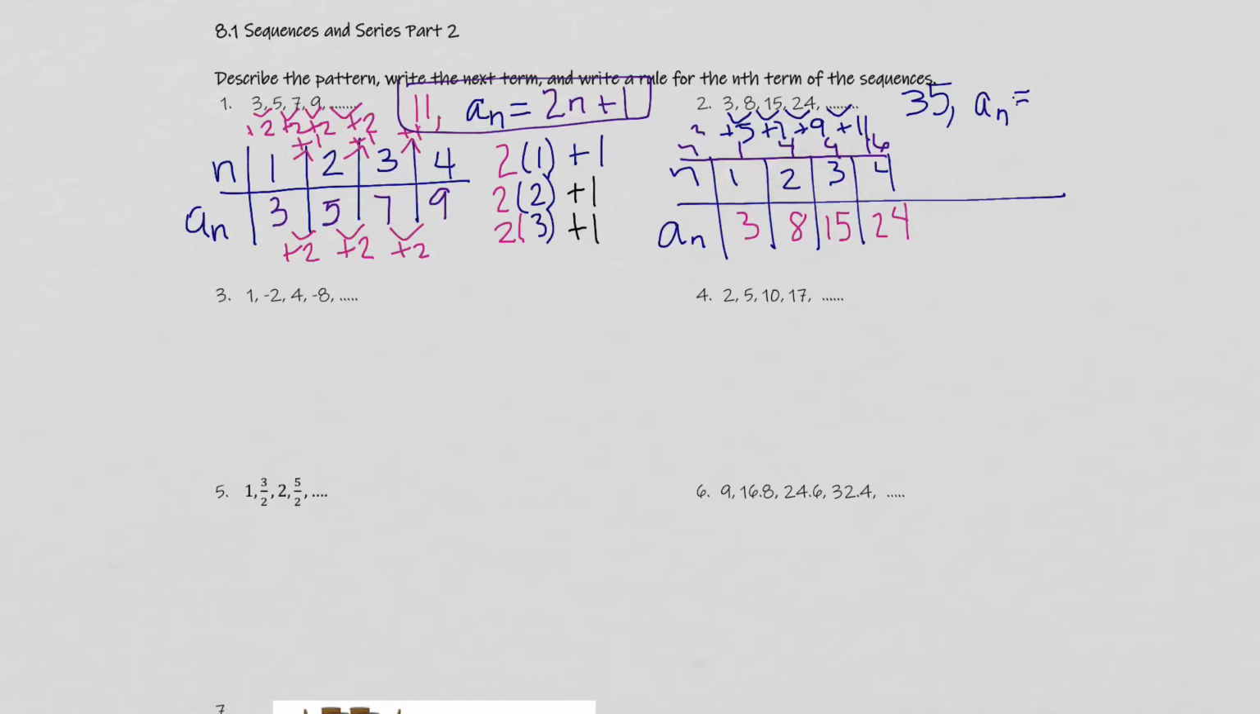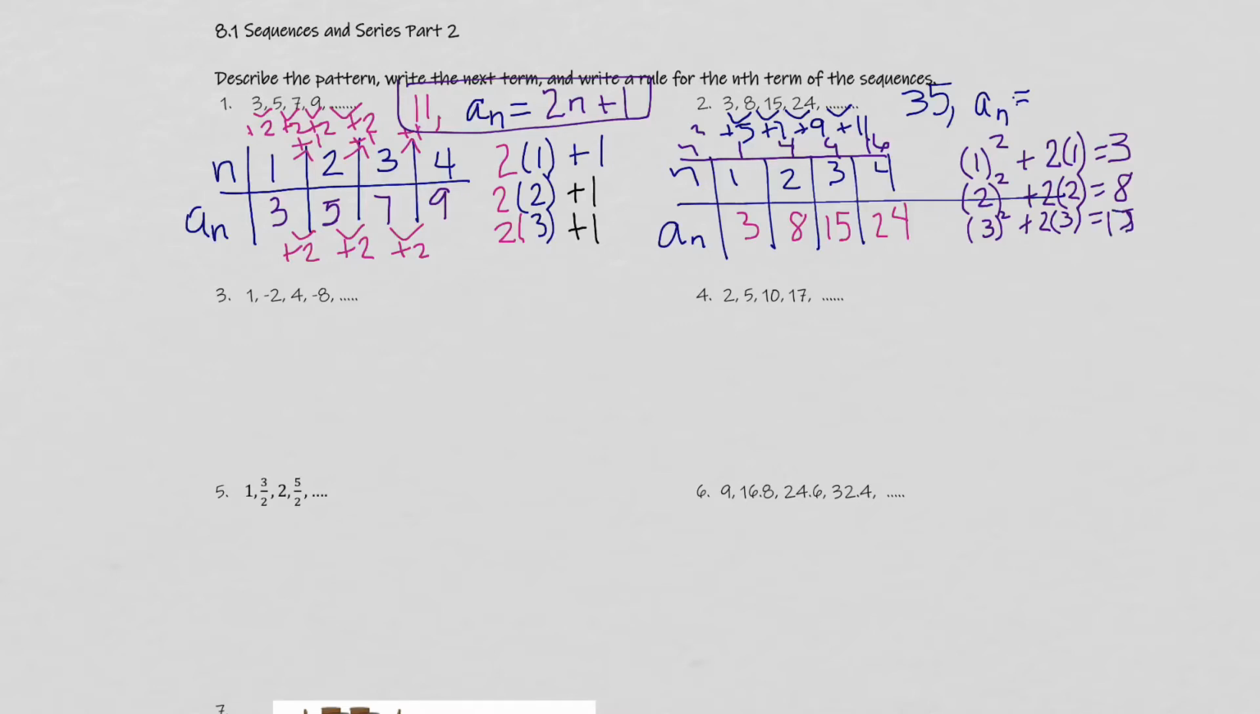So would that work if I said I'm going to take n and square it? So I'm going to square n. I'm going to do 1 squared plus 2 times 1. That would be 1 plus 2, which gives me 3. Let's see if that works. 2 squared plus 2 times 2 is 4 plus 4, which gives me 8. 3 squared plus 2 times 3 is 9 plus 6, which gives me 15.